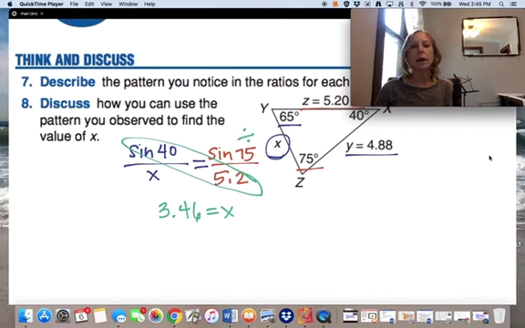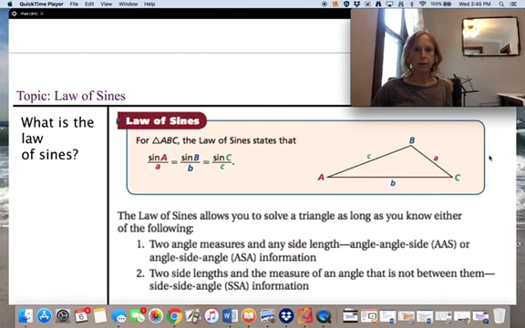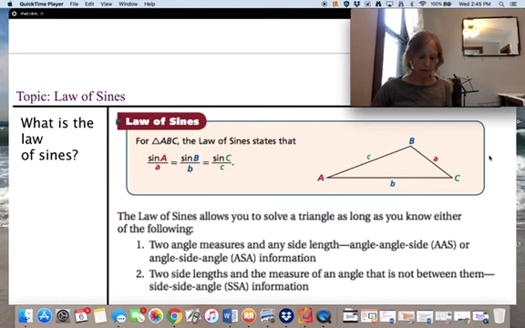So, again, what this is called is the law of sines. It says that the sine of any angle divided by the side across from it is equal to all the other ones. Notice the picture is color-coded so that you can more easily see which angle to take the sine of and which side length to divide by.